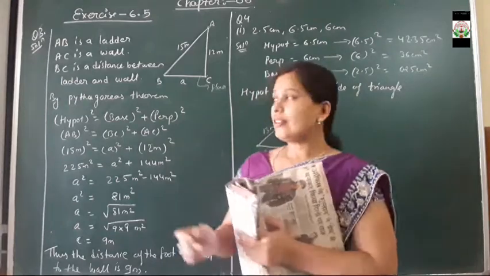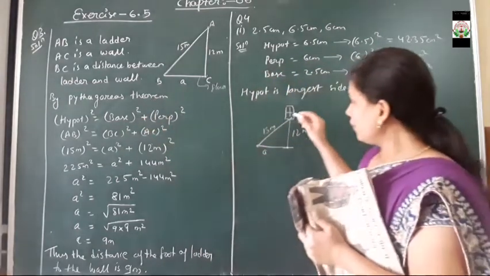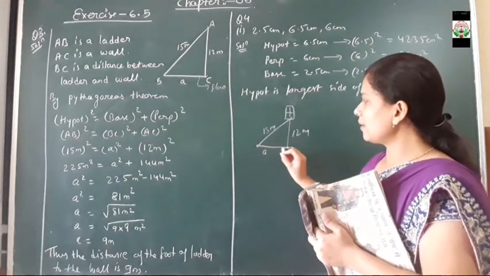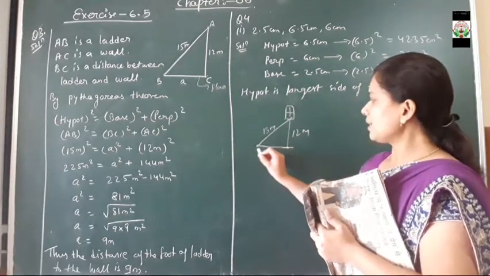After that, by Pythagoras theorem, as we know, the window is kept 12 meter from the ground and the ladder is kept at a distance from the wall, which is A distance.